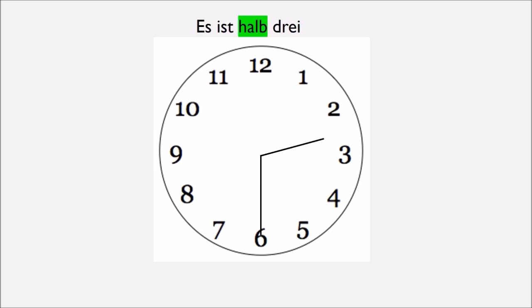So 8:30 would be halb neun. 11:30 would be halb 12. That takes a little bit of getting used to. But it's not too difficult. Just remember you need to think towards the next hour. So if somebody says to you, oh, es ist halb fünf, then you need to remember that that's 4:30. Okay, that was a bit tricky, but that's still not it.